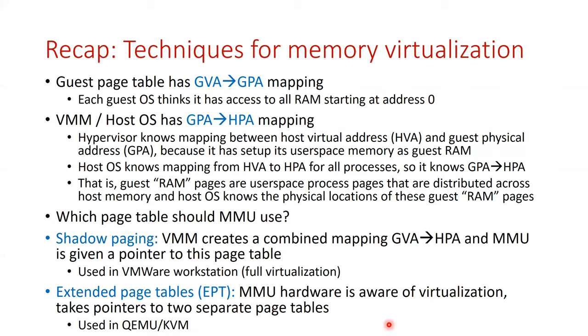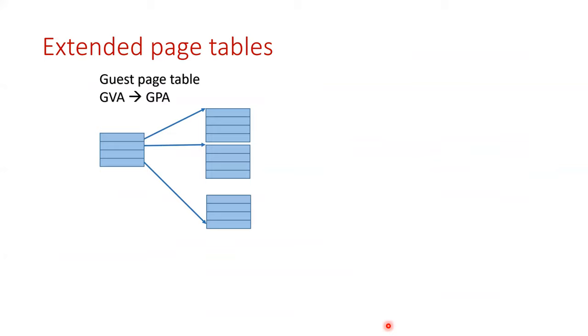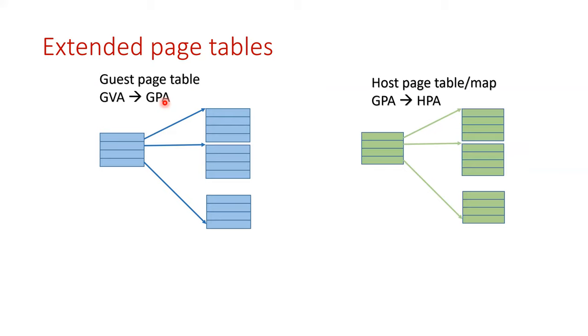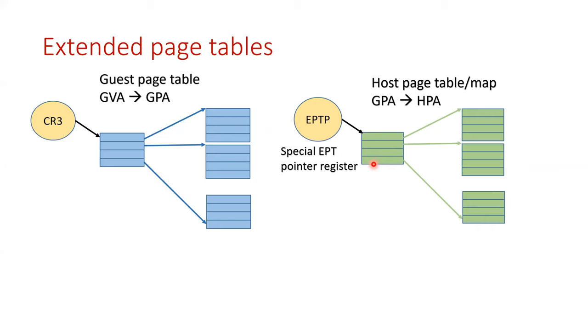So let us look at extended page tables in a little bit more detail. This is the guest page table from guest virtual to guest physical addresses. And this is the host page table, or page map, from guest physical address to host physical address. This is one set of mappings. In the case of extended page tables, the CR3 points to this, and there is another pointer called the EPT pointer, which points to this mapping. Both of them together are used in address translation.